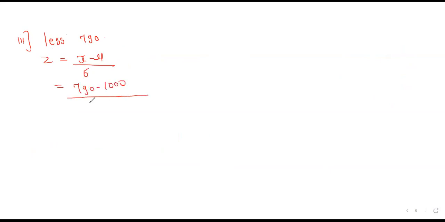So third thing is less than 790. So z is equal to x minus mu upon sigma. Here x is 790 minus mu is 1000 upon sigma is 100. So z is equal to काय येणार आहे, minus 2.1. So here probability of x is less than 790 is equal to probability of z is less than minus 2.1. ठीक है.